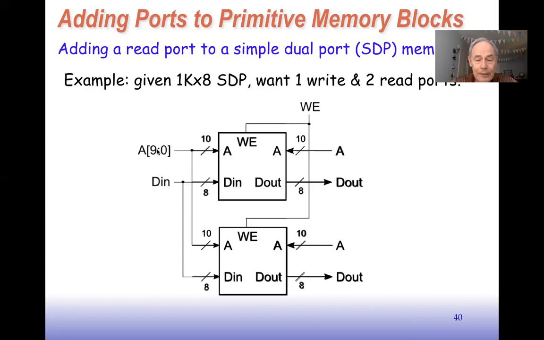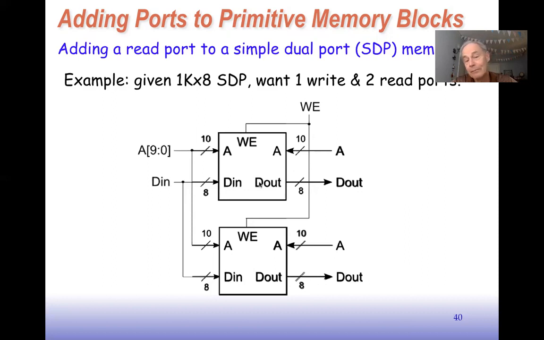Because when we write, as I said, we're going to write to both places. And then we share the data in for both memories, and both memories share the same address for the write. Right. So again, what we do is just write the same data into both memories at the same location. And then independent of that, we can read either or both memories. And that way we can get two reads at the same time.